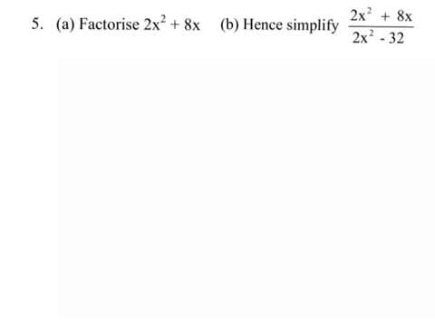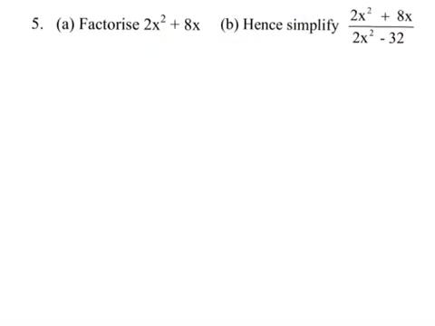Question number 5, it's a two-part question. Part A asks us to factorise 2x squared plus 8x, and then part B says hence simplify 2x squared plus 8x over 2x squared minus 32. So obviously the thing to spot here is that this and this is quite clearly the same. The word hence means we're going to use whatever we do in part A in part B.